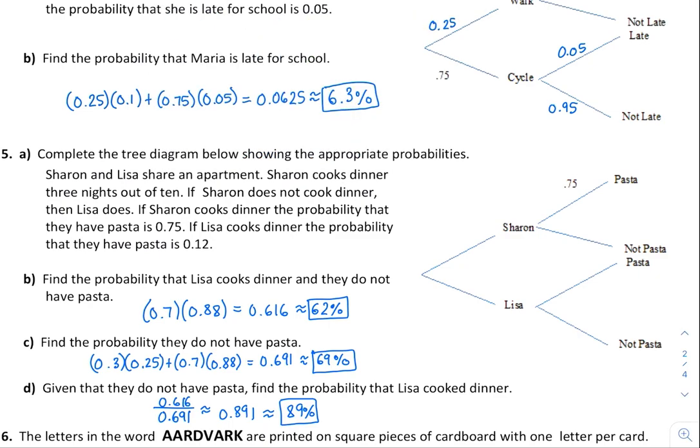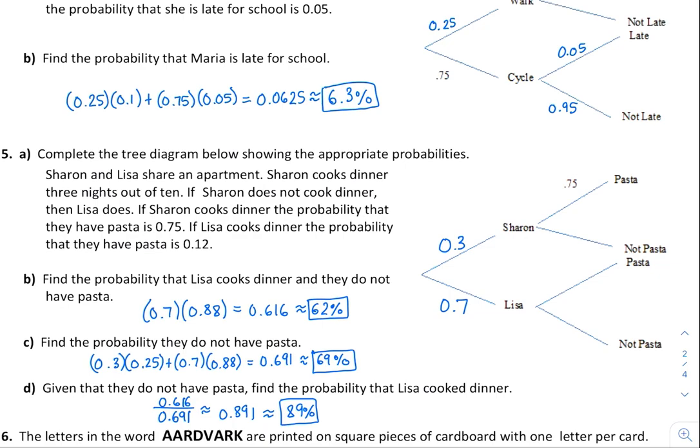Okay, so it says if Sharon and Lisa share an apartment. Sharon cooks dinner 3 out of 10. So that's her probability of when she cooks. So 3 out of 10, you guys, is 0.3. So this would be 0.3. So if that's 0.3, then that means the probability that Lisa cooked is 0.7, because 1 minus 0.3 is 0.7.